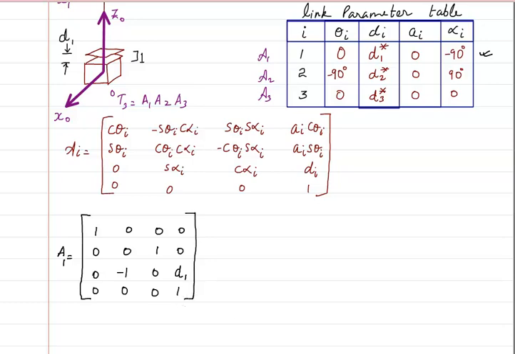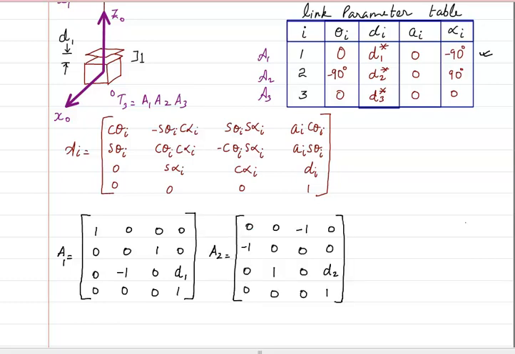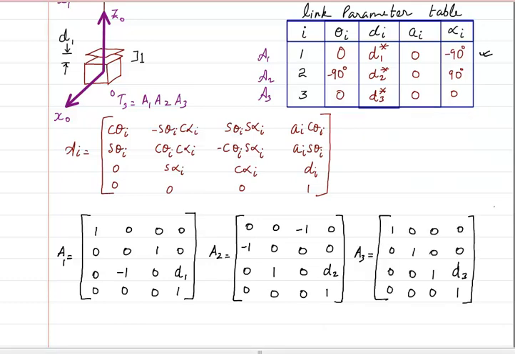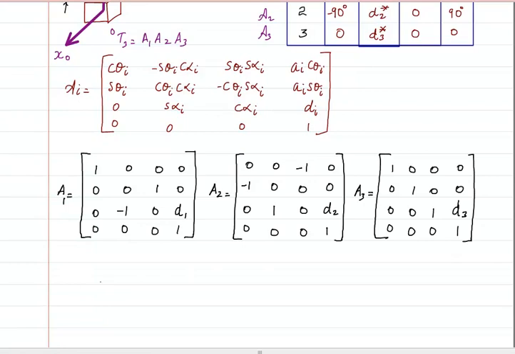Similarly, the A2 matrix will be this, and A3 can be written as this. And now I can write the total transformation matrix for this cylindrical manipulator or gantry robot, 0T3. That means frame 3 with respect to 0 will be A1 into A2 into A3. The answer of that will be by multiplying all of this together. I will leave that as an assignment so that you get the answer on your own. Thank you.